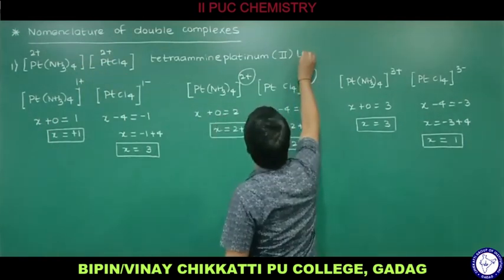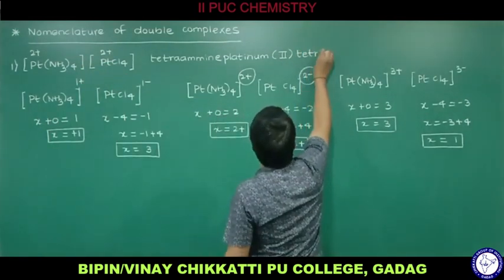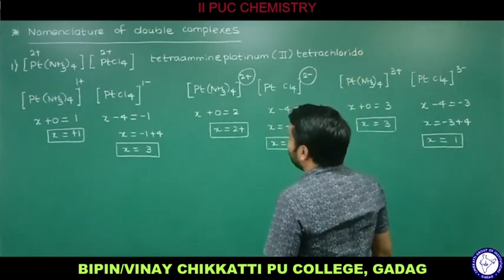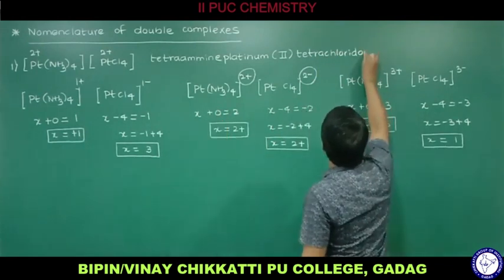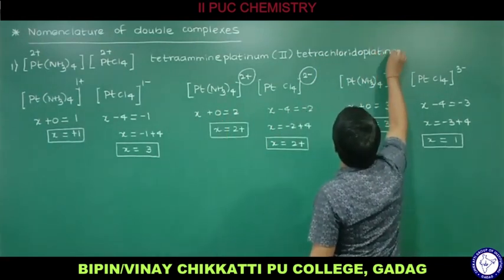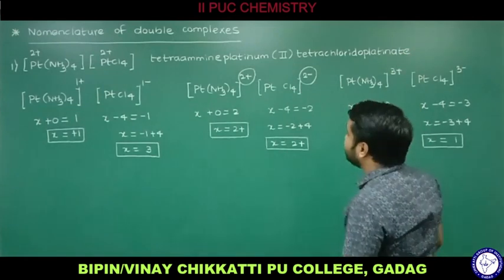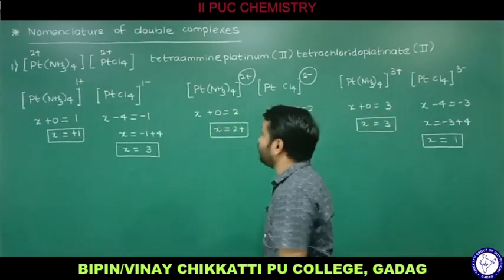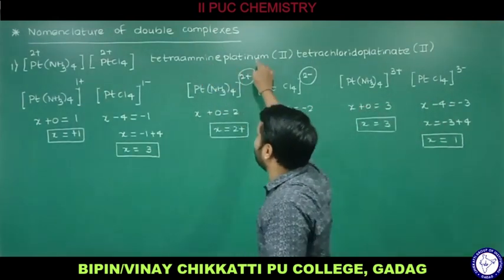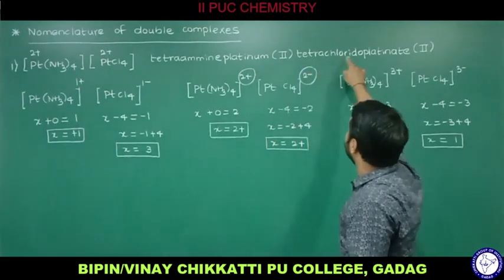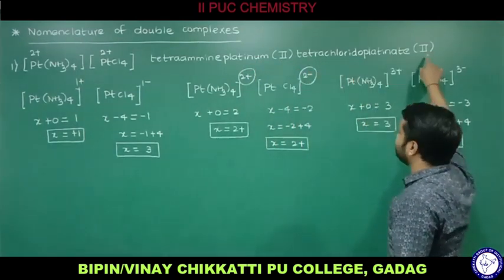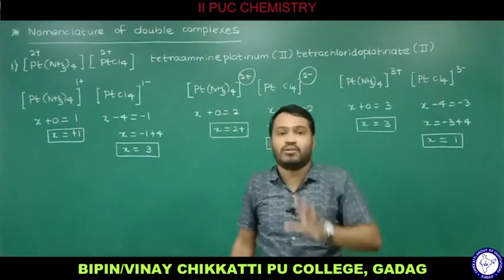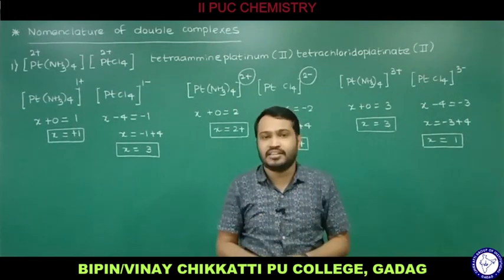So this also has 4 Cl, therefore tetrachlorido, and we have Pt, which I write as platinate, tetrachlorido platinate, and the oxidation state will be 2. So the name of this particular double complex is tetraamine platinum 2 tetrachlorido platinate 2. That is the nomenclature of this particular double complex compound. This is the way you are supposed to write the name of that.